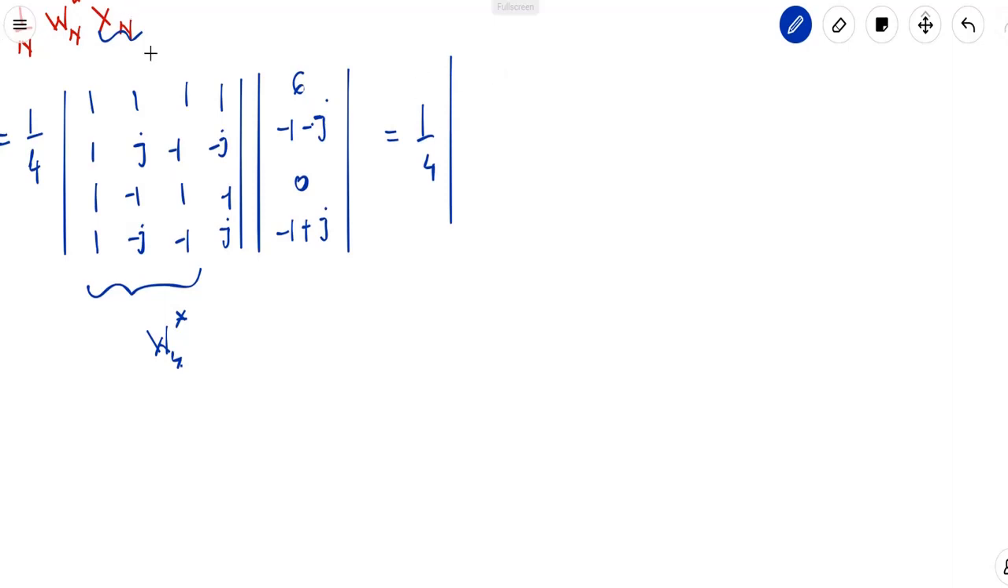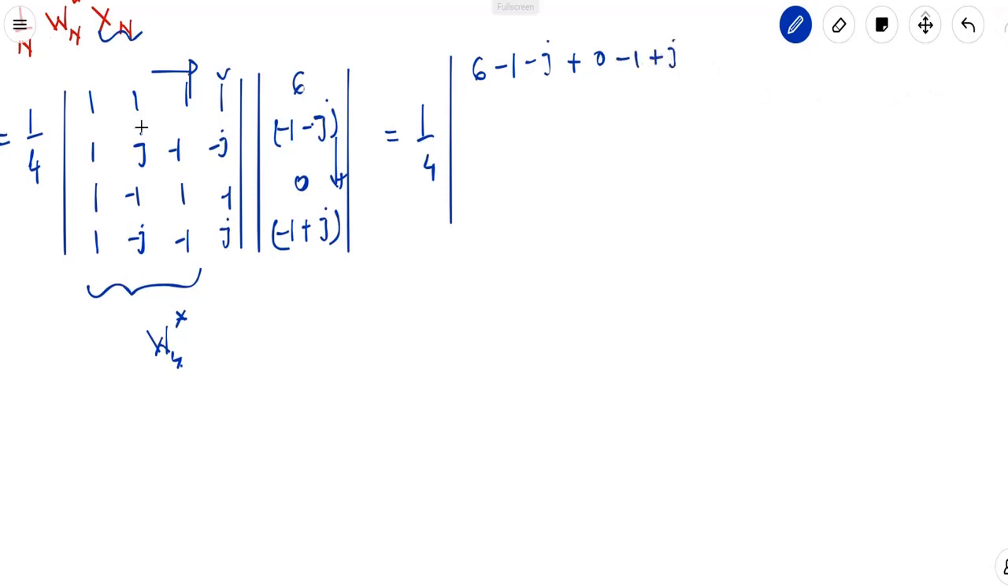So see, this row and this column you have to multiply. So 1 into 6, it is 6. 1 into this whole value, you have to multiply. So this becomes minus 1 minus j. The next value is 0, so plus 0 directly I'm going to write. This value is this into this whole term, so this becomes minus 1 plus j.